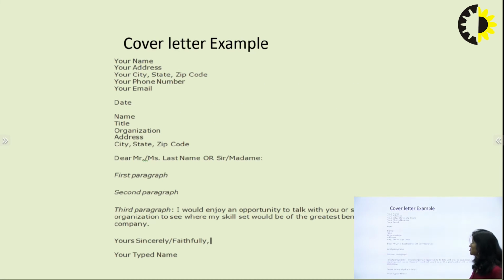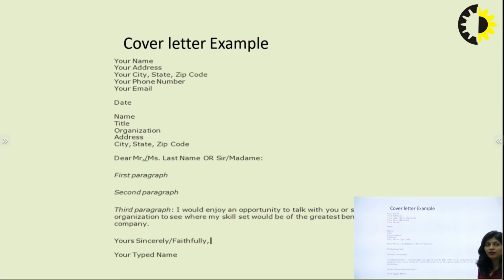So this is the structure of the covering letter. First we write the sender's address. In the sender's address, it means you who are applying for the job: your name, your address, your city, state, zip code, your phone number and your email. After that we leave space and then we mention the date. Like today's date is 11th November, so you write 11th November, 2022.